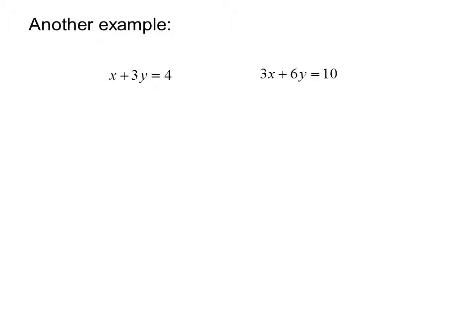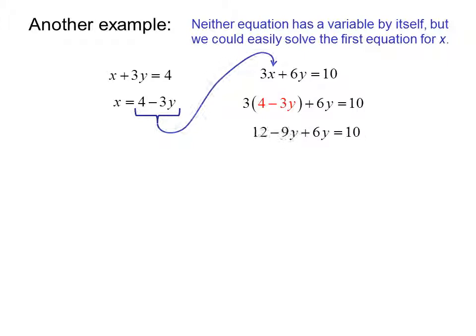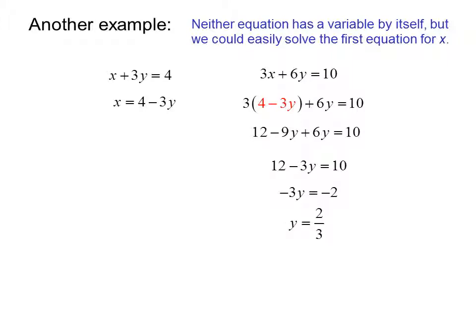Here is another example. x plus 3y equals 4, and 3x plus 6y equals 10. In this case, neither equation has a variable by itself, but we could easily solve the first equation for x. So we subtract 3y from both sides and get x equals 4 minus 3y. Since x equals 4 minus 3y, we can substitute into the second equation and get 3 times the quantity 4 minus 3y plus 6y equals 10. Once again, we use the distributive property to clear the parentheses, and we get 12 minus 9y plus 6y equals 10. Collecting like terms gives us 12 minus 3y equals 10. Negative 3y equals negative 2, or y equals 2/3.